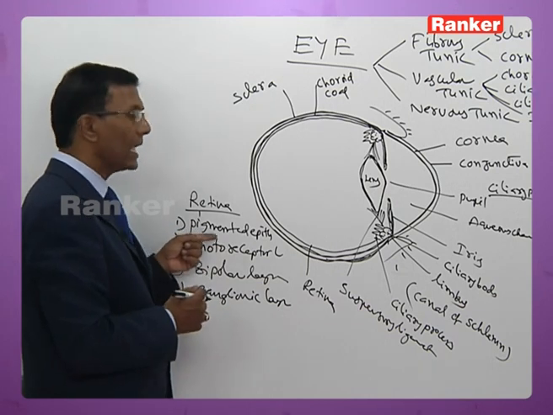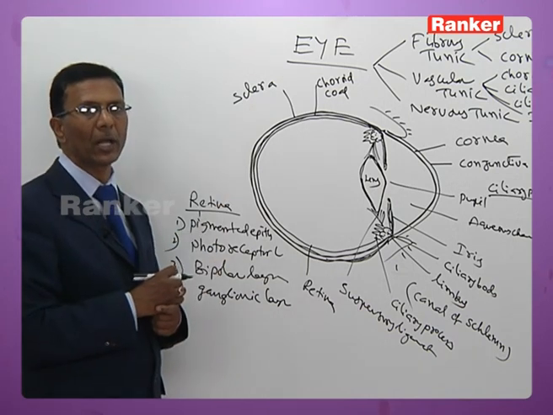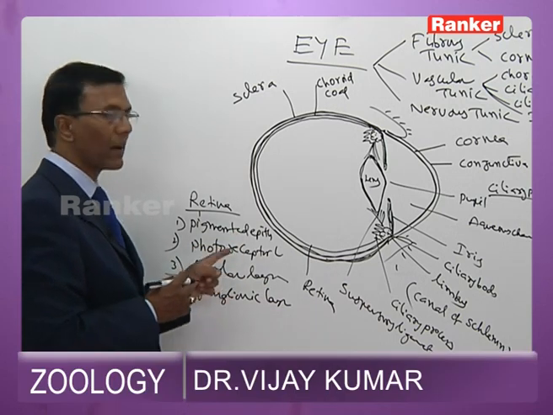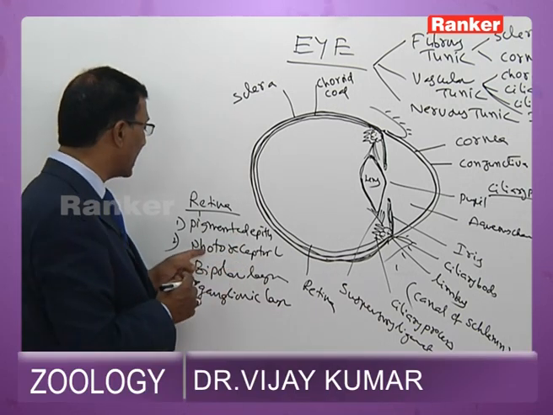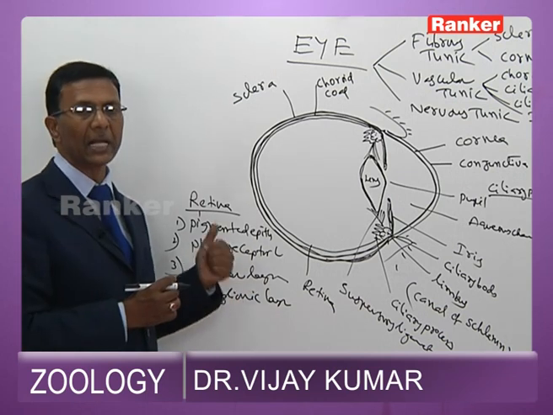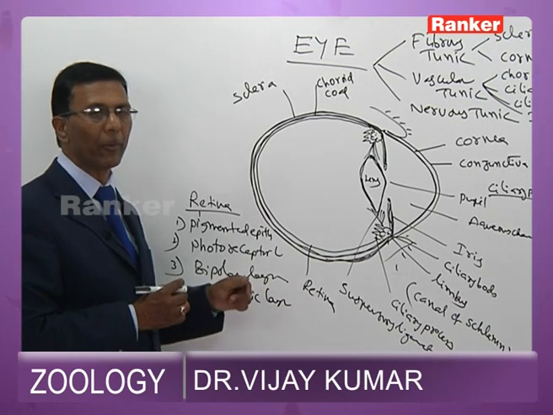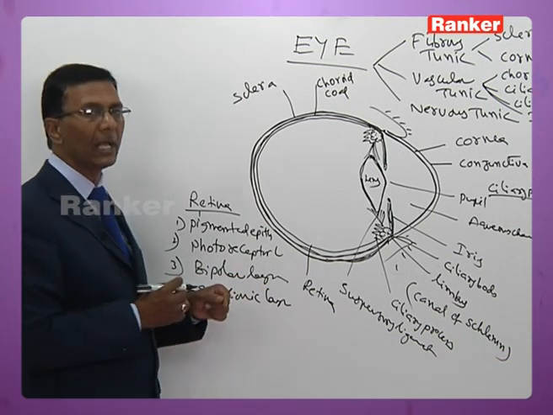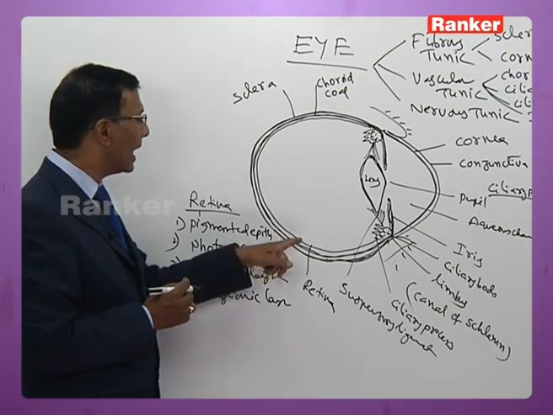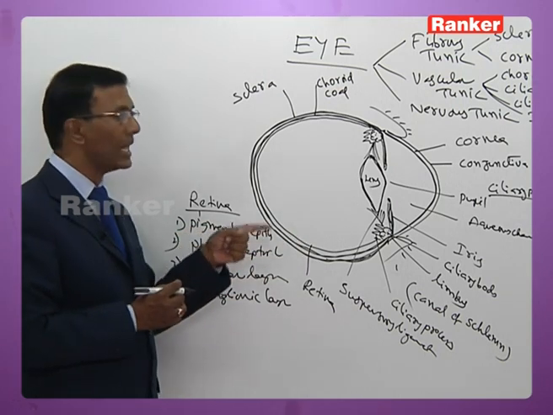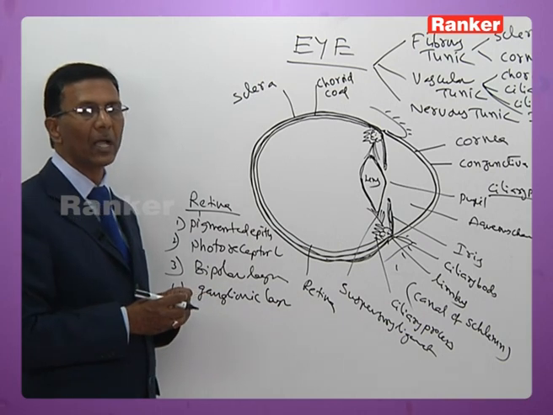This is the pigmented layer that lies just below the choroid coat here now, which is called the non-nervous part, and this is called the nervous part here now. The nervous part in turn contains the photoreceptor layer that consists of rods and cones here now. Bipolar neurons are present in the bipolar layer. Then there is a ganglionic layer here now. The ganglionic layer is the innermost layer of the retina, and the outermost layer of the retina is the pigmented epithelium that comes in contact with the choroid coat.